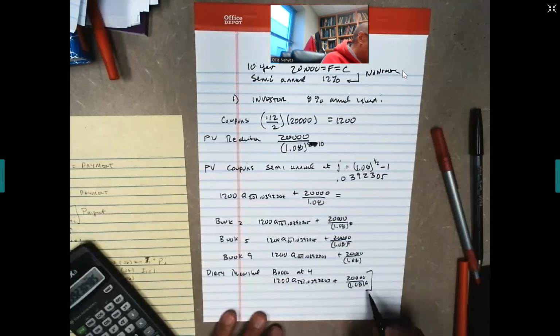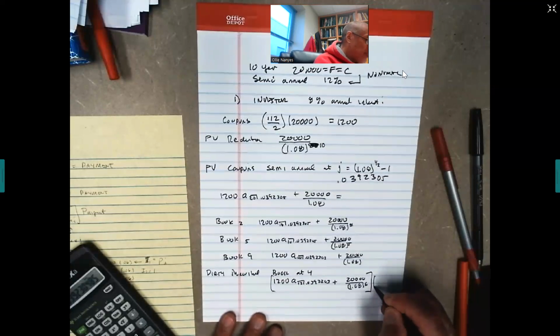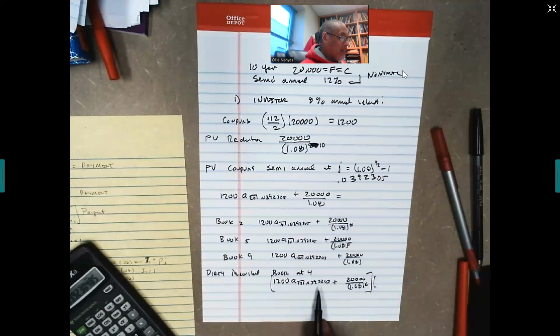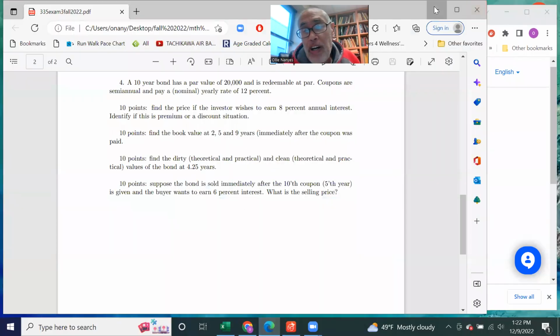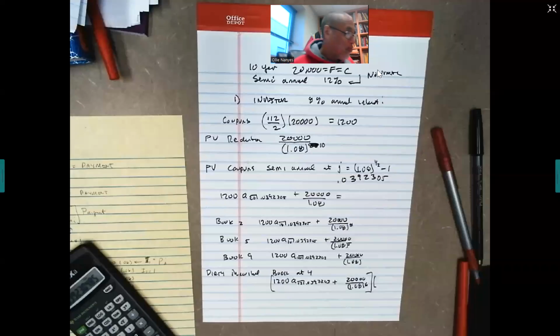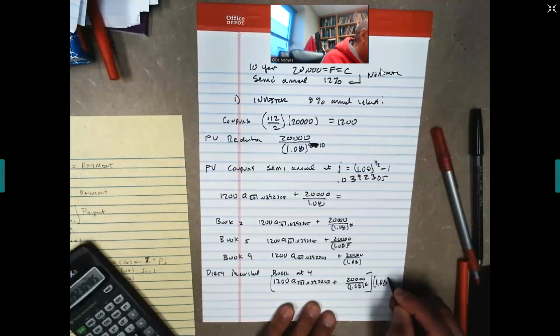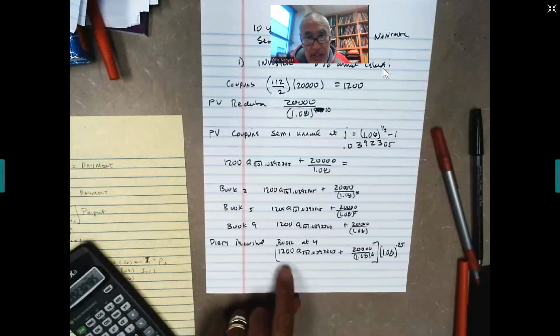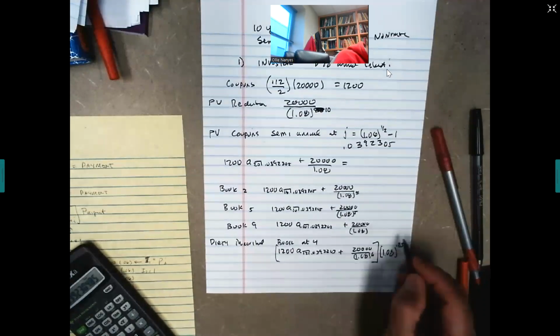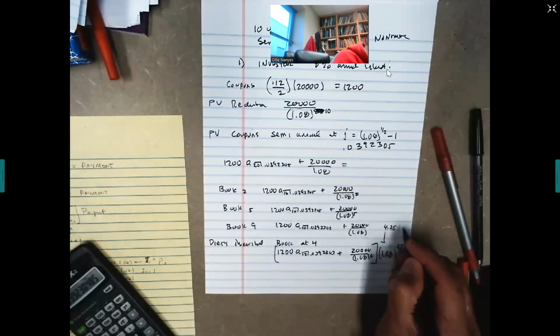And then you take the book at 4, and then for the dirty theoretical, this is going to earn interest for a quarter of a year because we want 4.25. I'll make sure I get that right. Yeah, it's 4.25. So this is going to earn interest for a quarter of a year. So it's 1.08 to the 0.25. That gives you the dirty theoretical value, so this changes it to 4.25 years.